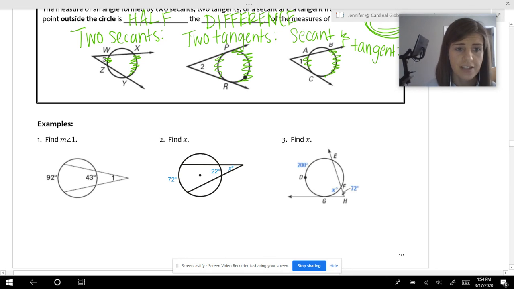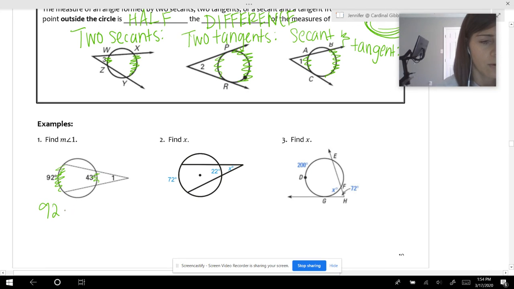All right, so to find the measure of angle 1 in problem number 1, it's outside of the circle. So we're going to do the difference of the two intercepted arcs, and you always do the bigger one minus the smaller one. So 92 minus 43, and then we divide that in half. And so that gives us in this one 24.5 degrees.